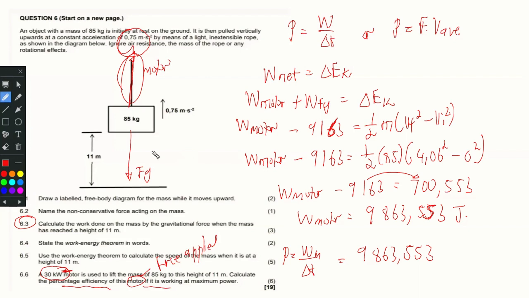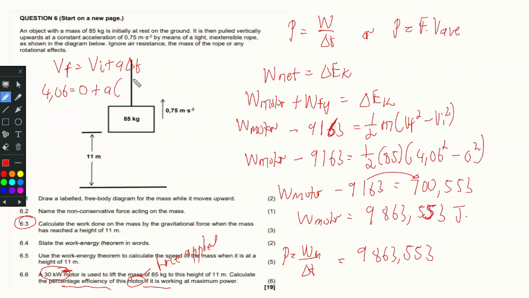So we can actually find the time by using an equation of motion because we are given acceleration. So Vf equals Vi plus A delta T. Our final velocity is 4.06. Our initial velocity is 0. And then acceleration is A. Delta time is what we are looking for. Acceleration, remember, we are given. There it is, 0.75. So 4.06 is equal to 0.75 delta T. Can then divide both sides by 0.75. Then our delta T becomes what?